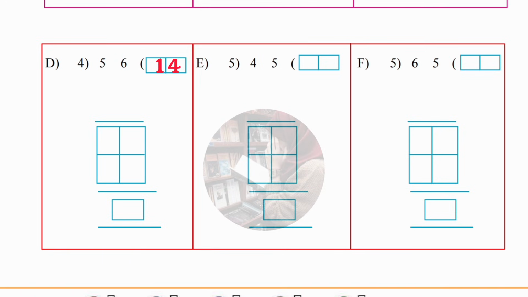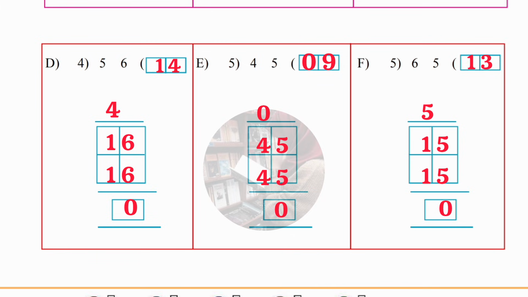Let's see the fourth one, which is 56 dividend, 4 divisor. Let's do this. 4 1's 4. 1 will be left and 6 will come as it is, it will become 16. So 4 4's 16. 0 is the remainder. Next, fifth one, 45 divided by 5. So 5 0's 0. Then 45 will come as it is. 5 9's 45. So 0 is the remainder. Next one, 65 divided by 5. So 5 1's 5. 1 will be left. 5 will come as it is. Then it will become 15. So 5 3's 15. 0 is the remainder. Got it?